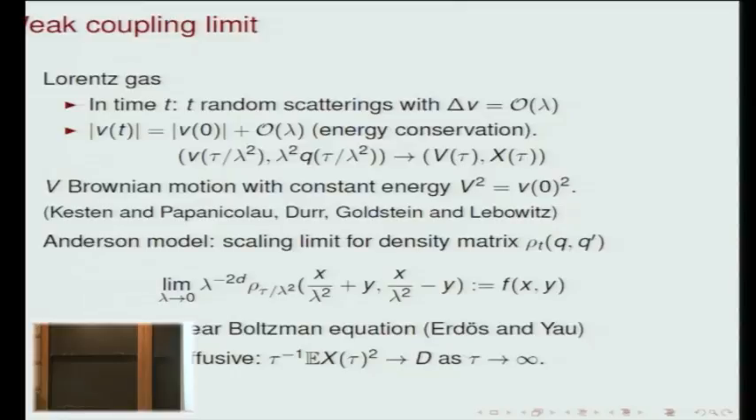And this was of course proven a long time ago by various people, Kesten and Papanicolaou, and then Goldstein and Lebowitz. Now, in the Anderson model, the similar statement is that you look at the density matrix at time in units of 1 over lambda squared, and look at it around the diagonal in the following way. You scale the center of mass by 1 over lambda squared, and then take the limit as lambda goes to 0. Then it was proven, and actually a stronger statement than what I'm saying here was proven by Erdős and Yau, namely that in that limit, the limit object satisfies a linear Boltzmann equation, and if you study the long-time dynamics of that equation, namely this variable here, this capital X, or the quantum version of that, then that will be diffusive.